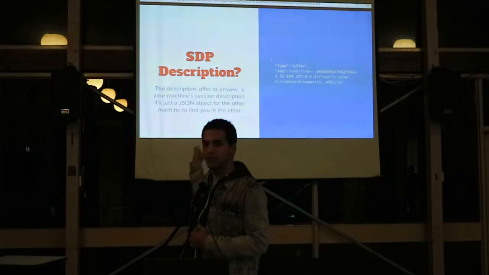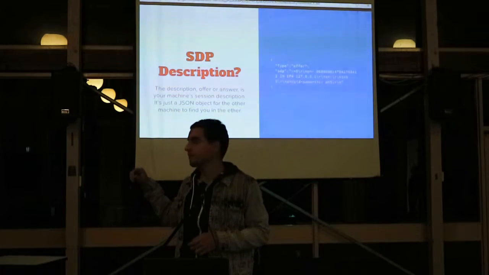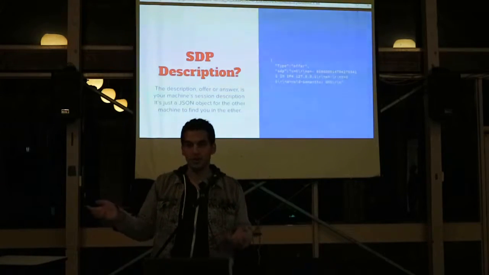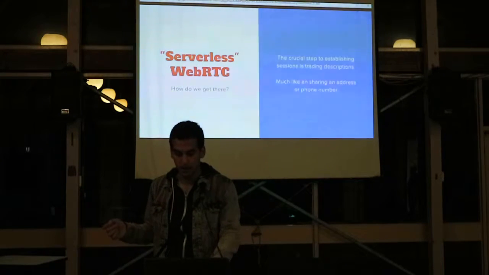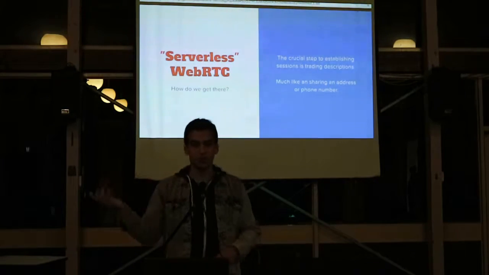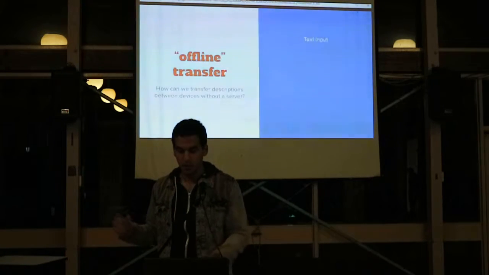So the SDP description is just a relatively small JSON blob. And this is our payload. It's nothing very complicated. It's not binary. It's just a bit of text. And it is the crucial step for establishing a peer connection. It's the only step that's actually networked. So what can we do?